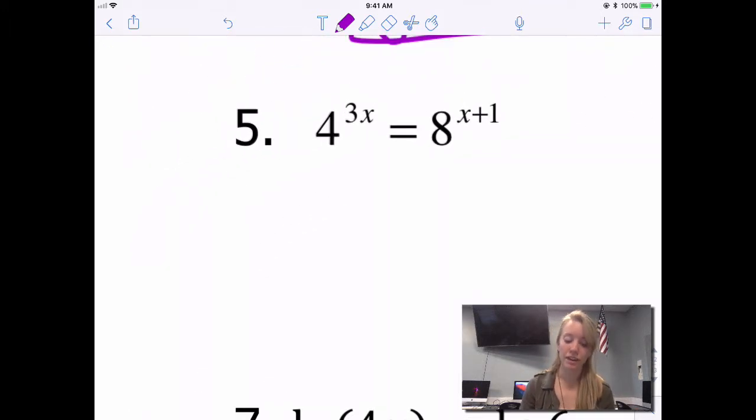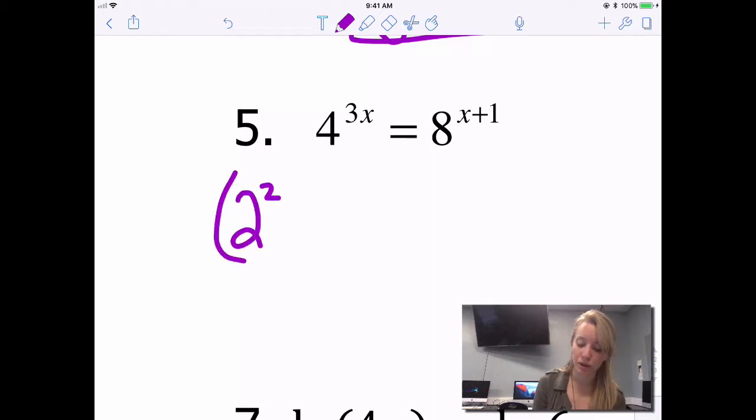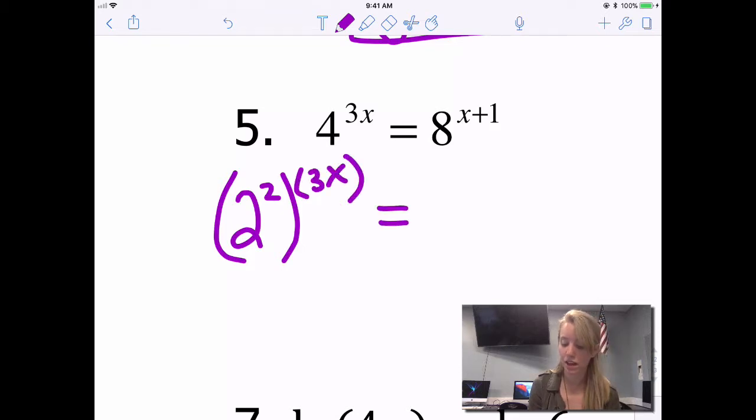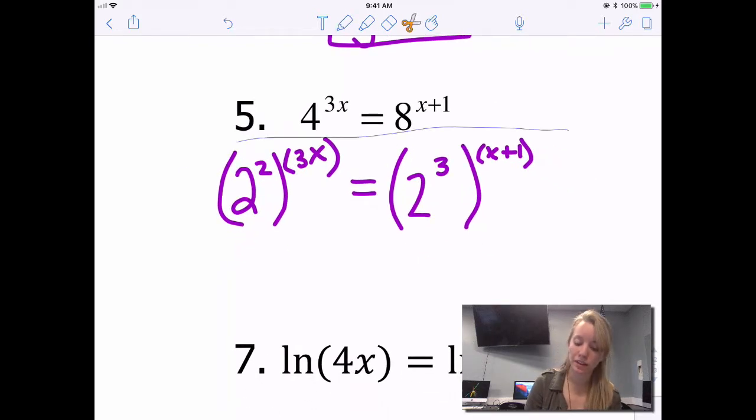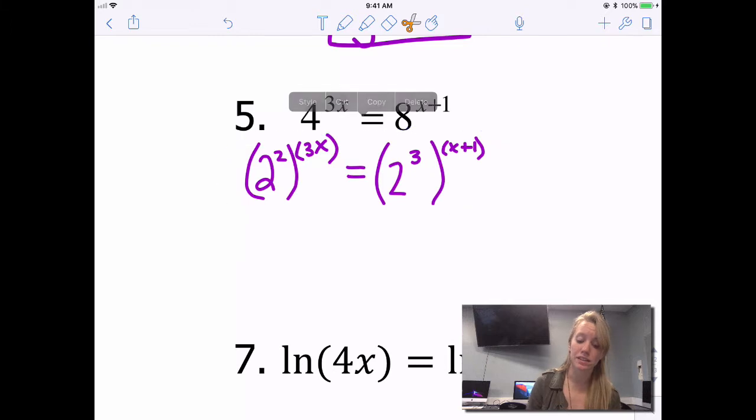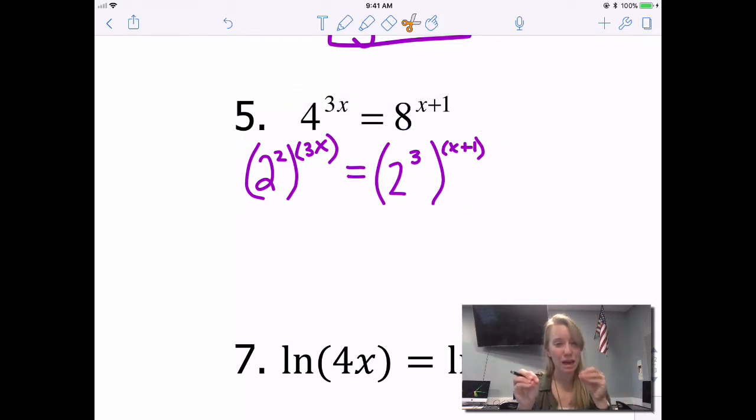So that's kind of what we're thinking when we go to number 5. 4 to the 3x equals 8 to the x plus 1. Those bases aren't the same, but we can make them the same because 4 can be written as 2 squared, and then that's raised to the 3x. And then I'm thinking, okay, 2 to the what equals 8? 2 to the third equals 8, and then I still have an x plus 1. So now we just have to be a little careful because we do have equal bases, but we've also got to think about those powers.